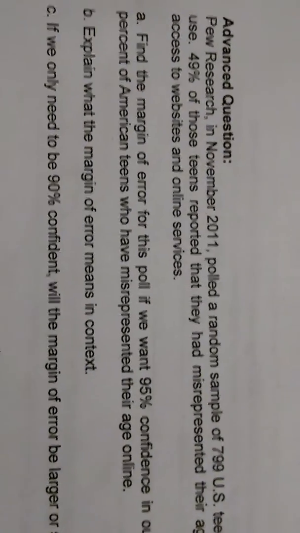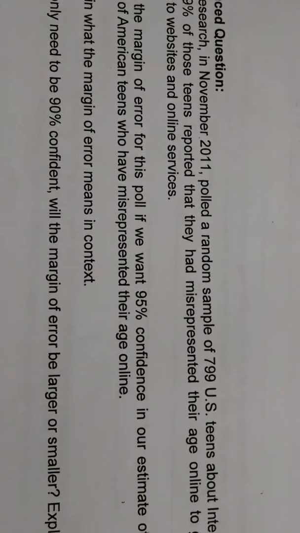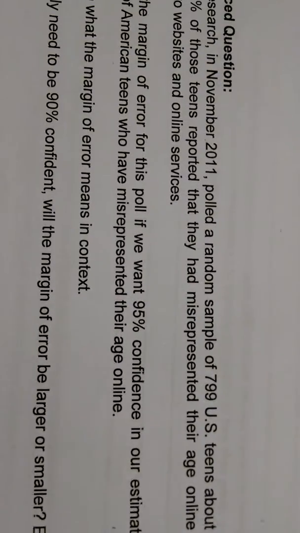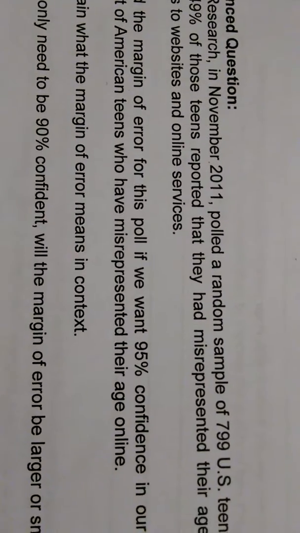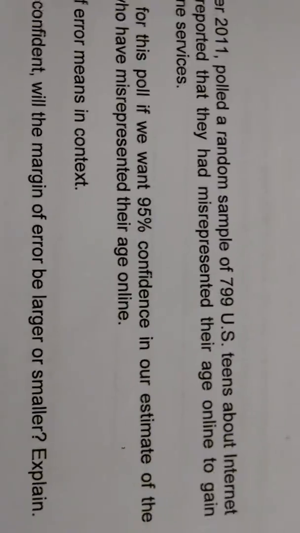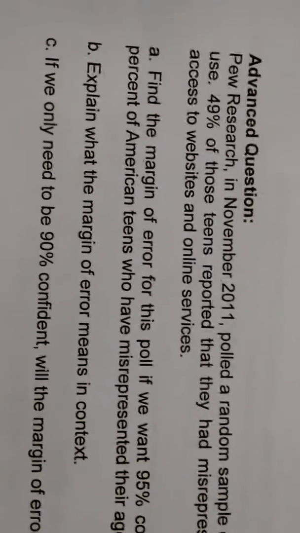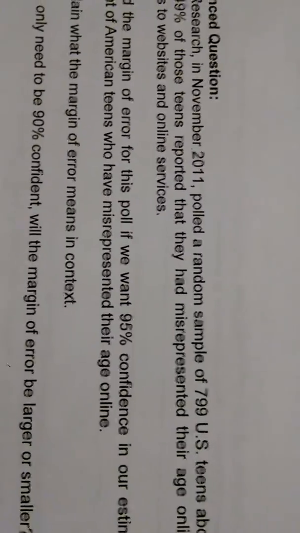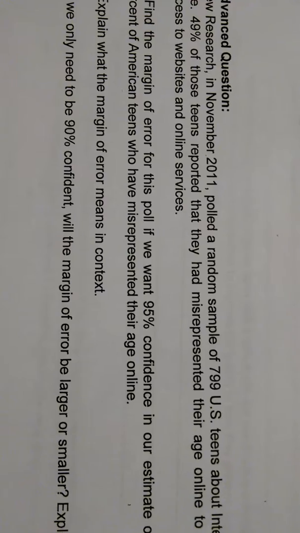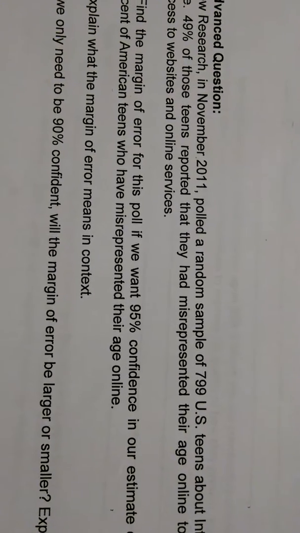Next question for video 4. We are told Pew Research in November 2011 polled a random sample of 799 U.S. teens about internet use. 49% of those teens reported that they had misrepresented their age online in order to gain access to websites and online services. So just off the bat, we know that our p-value will be 0.49 and our n-value will be 799.